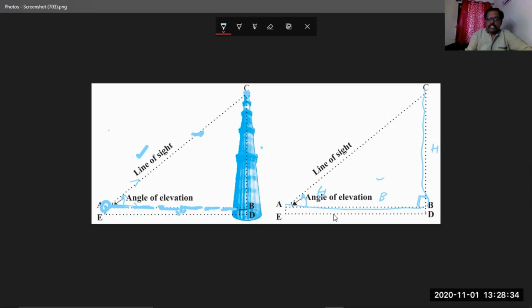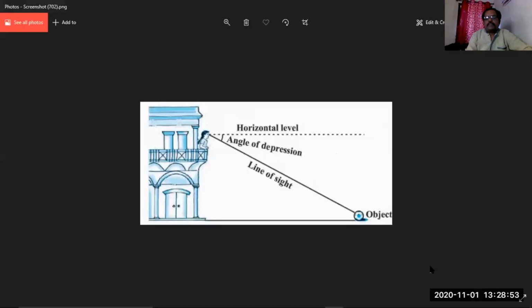Now we'll see the angle of depression. What do you mean by the angle of depression? Let us see. The angle of depression will be like this. I will just show you how it will be. In the case of the angle of depression, we should see an object below the eye level, or below the horizontal level of our eye, right?